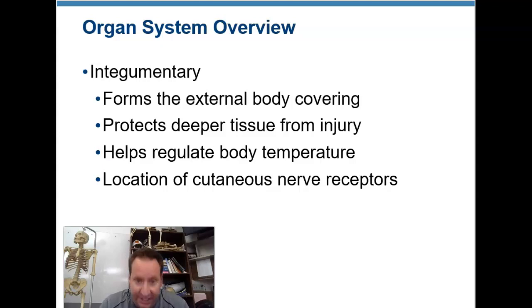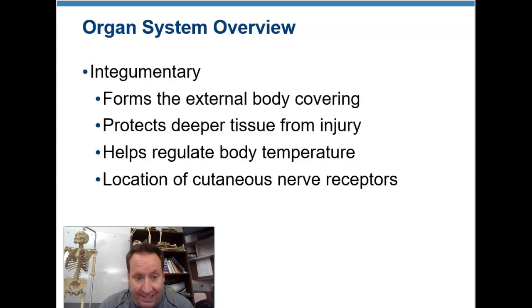It's going to protect deeper tissue from injury. One of its other functions is it's going to help regulate your body temperature. You sweat, your skin constricts when it's very cold out to help keep that heat in. It also houses these cutaneous nerve receptors. What that means is, embedded within the skin, you have little tiny endings on the nerves that are helping to detect things like, oh, it's hot, I've been cut, oh, it's cold, oh, there's pressure. That's what those cutaneous nerve receptors do.